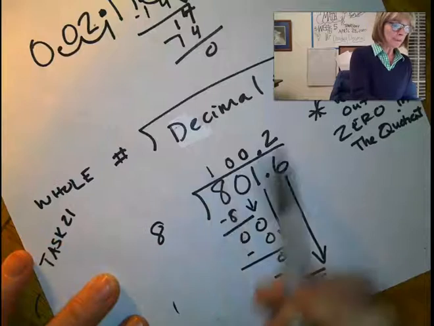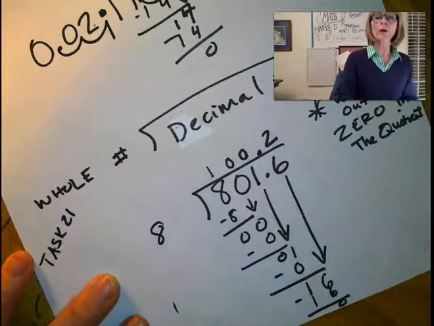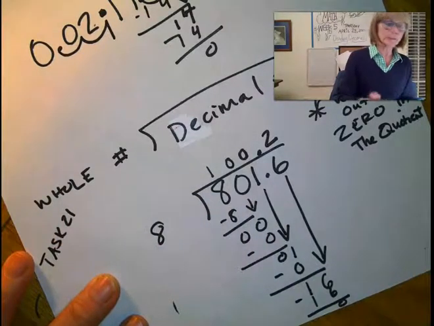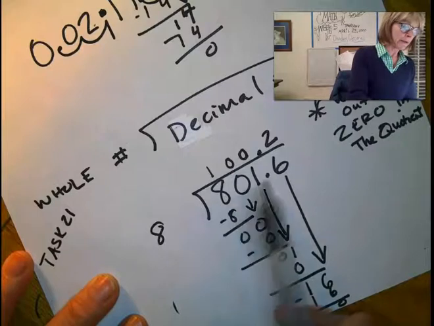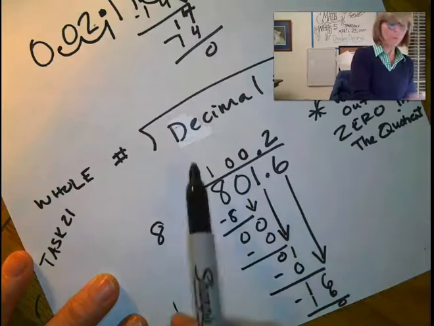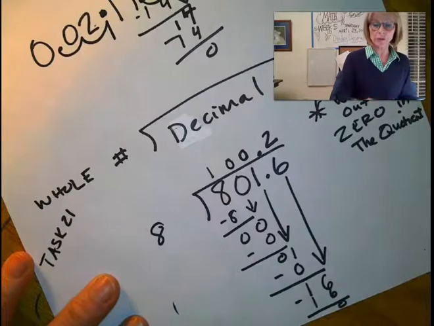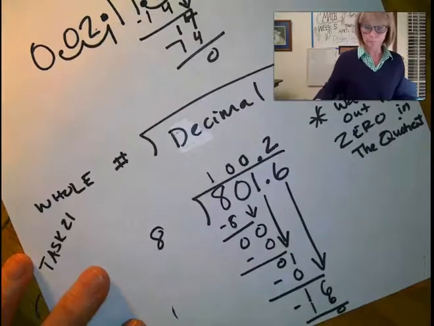Now this number, this quotient, is about 100. And that makes sense because this is about 800. 800 divided by 8 would be about 100. So that answer makes sense for that problem.